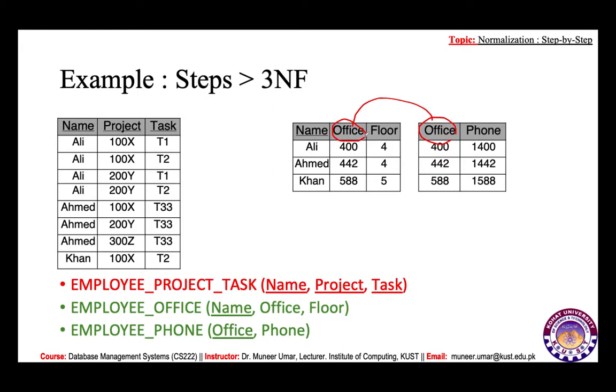So now these three tables are in third normal form. There is no transitive dependency among the attributes in any table. Now here we have three tables created from two tables in the previous case.